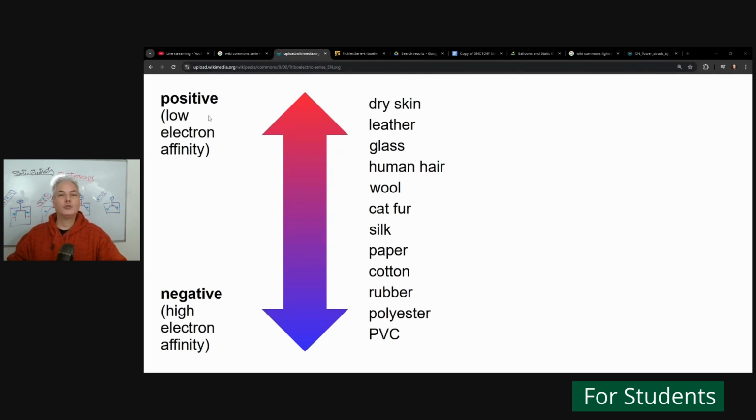So if you create friction between matter at the upper part of the triboelectric series, we have here human hair, or, for example, rabbit fur. If you have friction, electrons will easily move away. So here we have human hair. My hair would become more positive. We have cat fur here, and also rabbit's fur. At the other end, we have rubber, polyester and PVC.